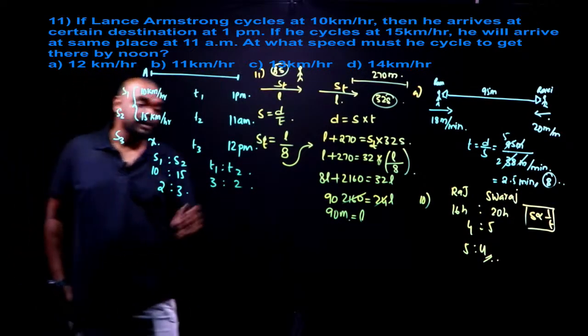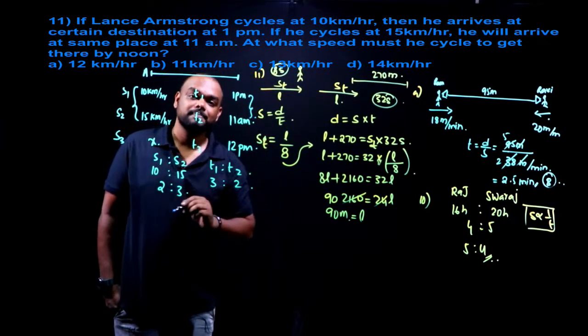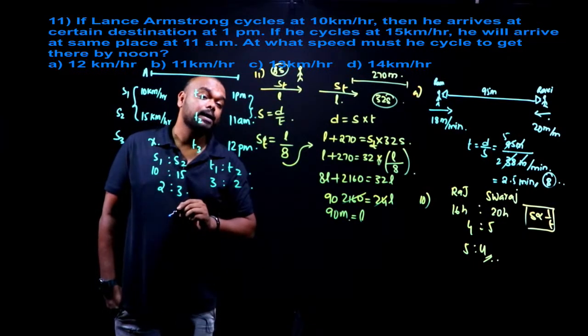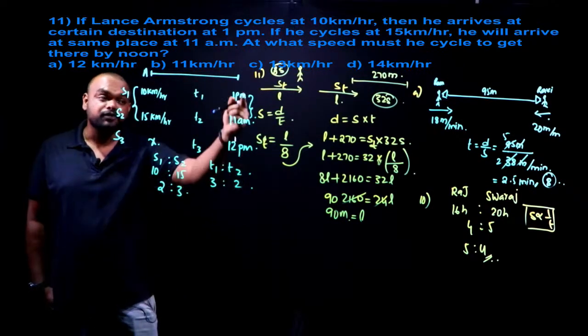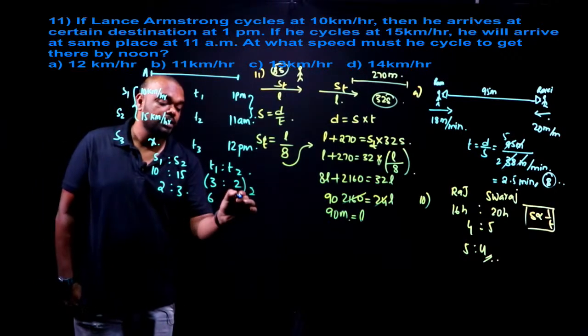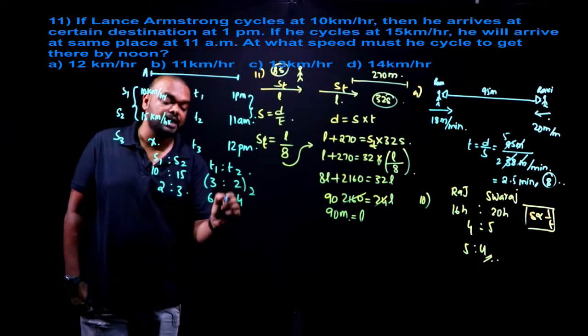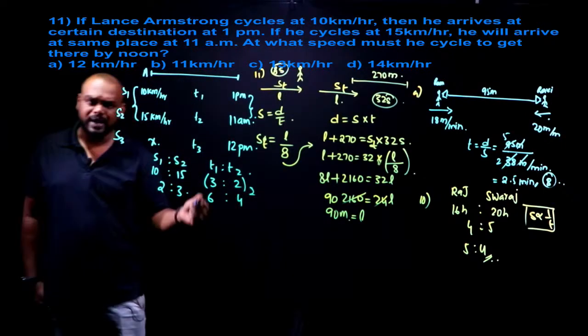Now observe, here the difference is only 1. But in the question, the difference must be 2. So multiply both of them with 2. We get 6 here and 4 here. Now the time difference is 4, 6 hours here and 4 hours here. That's it. We got what we want actually.